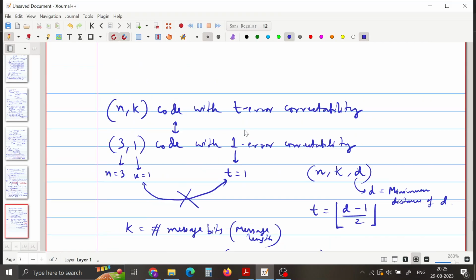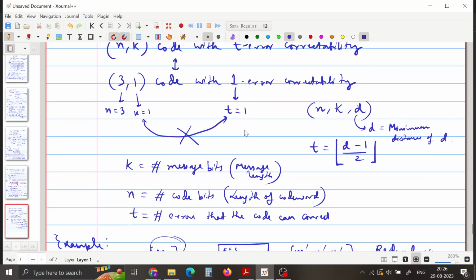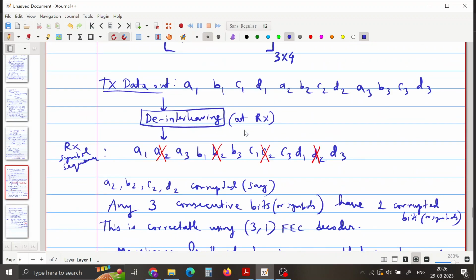With this logic, we can say that if it is a 3,1 forward error correction decoder, it can correct one error out of three bits, out of any three adjacent bits. That's exactly what we saw here. In this picture, A2, B2, C2, D2 are compromised. You take any three adjacent bits, you will find only one bit in error, which is correctable. That is the idea.